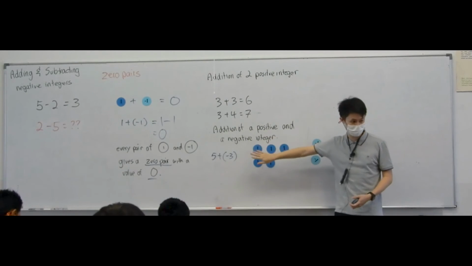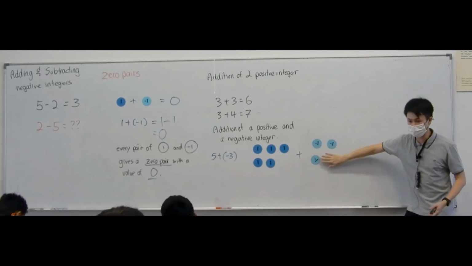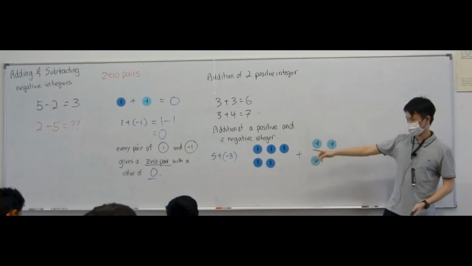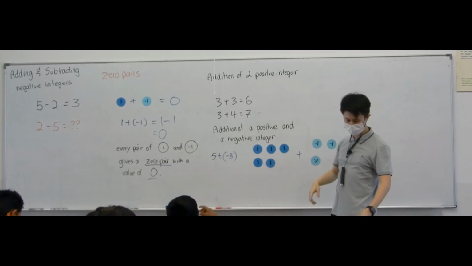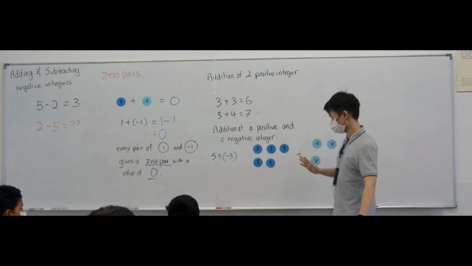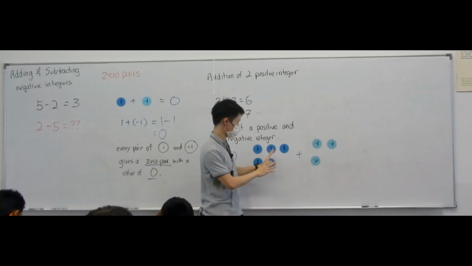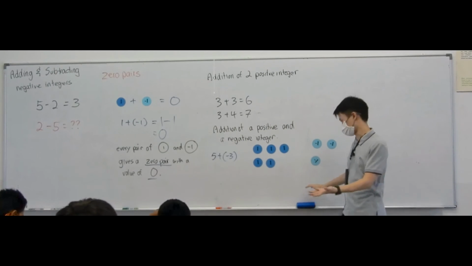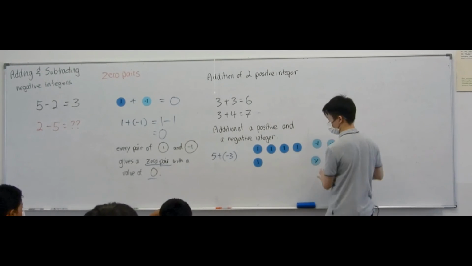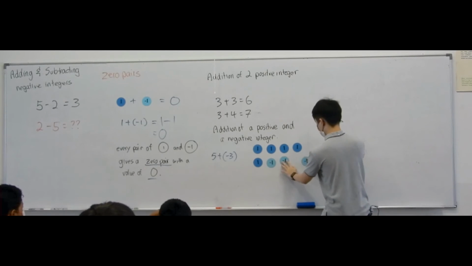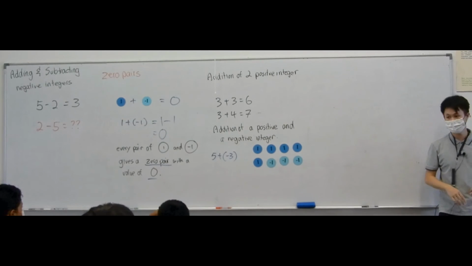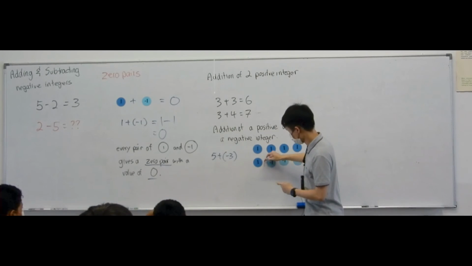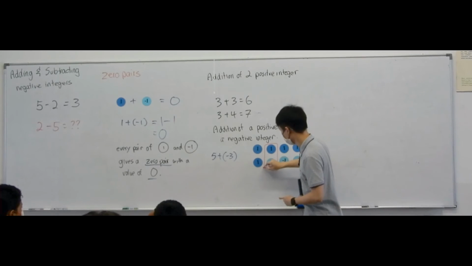5 positive 1s, add 3 negative 1s. Make sense? Yes. Now, we talk about 0 pairs, right? Okay, I'm going to rearrange this whole thing. Okay, we are looking at the answer being 2, right? So I'm going to rearrange it such that I bring the 1 here, I bring the negative 1 here. Make sense? Now, do you see that this here is what pair?